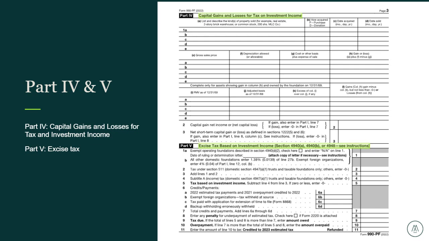And then part 5, which is what a lot of organizations might be interested in, is what's my excise tax, and a quick summary of payments that were made during the year to determine whether you are overpaid or have taxes owed for the total tax year. So it's a small little blurb, but that's really what a lot of organizations look for.